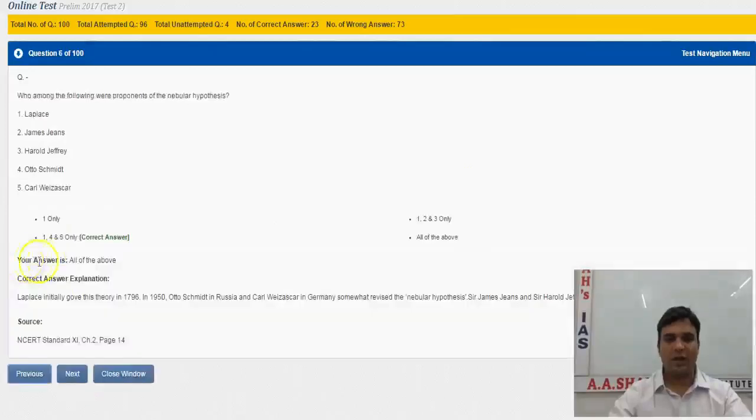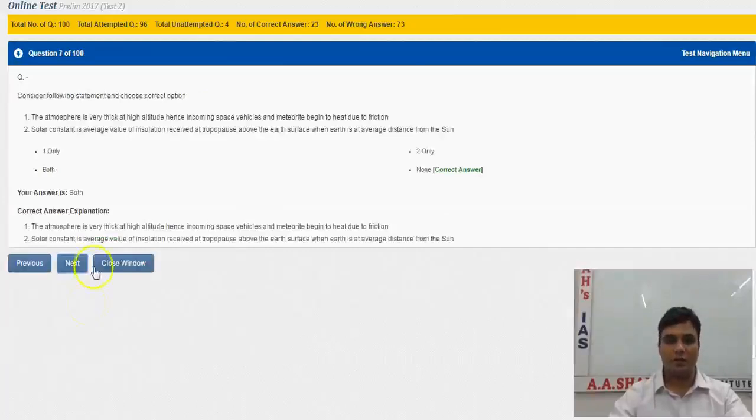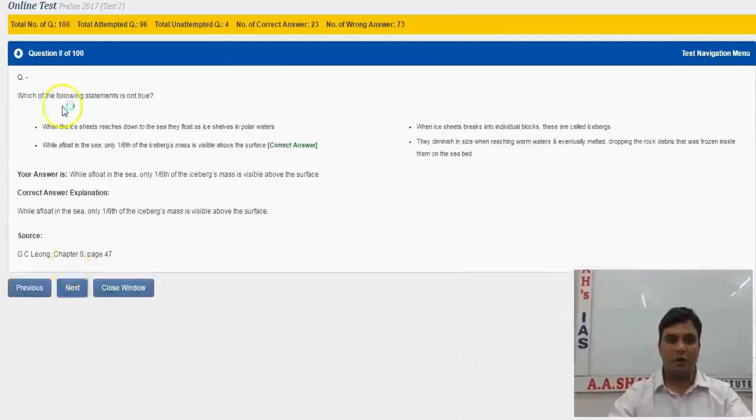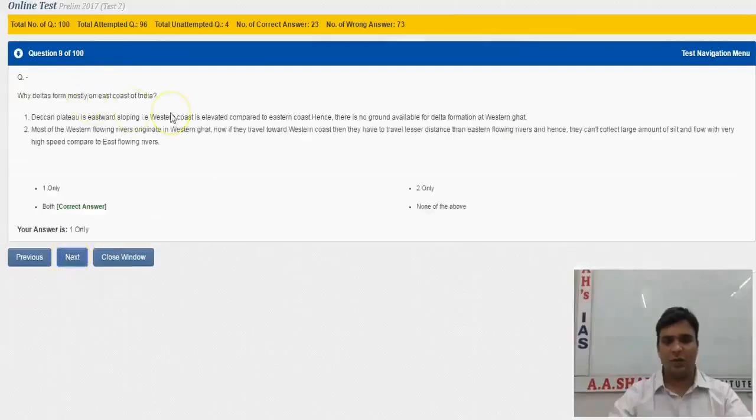Now some questions are about science, geologists and their proponents, and the nebular hypothesis. This is directly lifted from NCERT books. I hope you have gone through your NCERTs in a thorough manner and you've been honest enough to read your NCERTs. If you've done that, you'll definitely get such questions right in the first instance. Moving along, what we see here is there's a question on delta formation on the east coast of India. Now in the last test series, in the last test also, we've seen that there were some questions regarding perennial rivers, peninsular rivers and delta formation. Now this is a continuation of that.